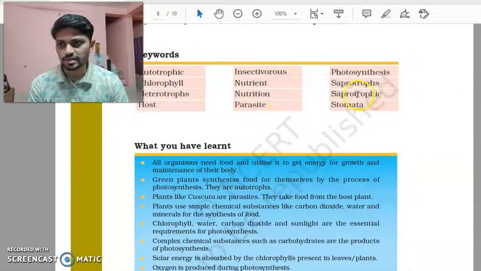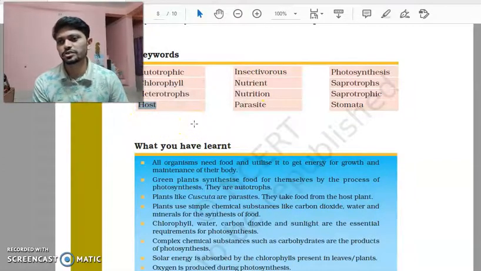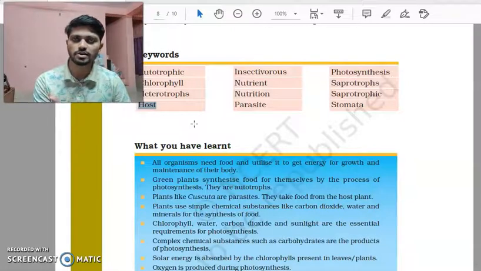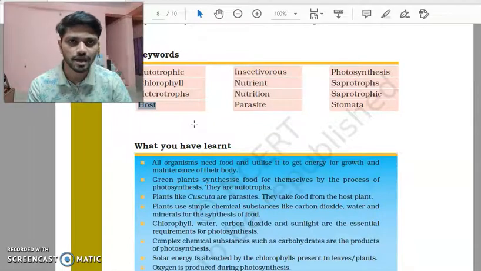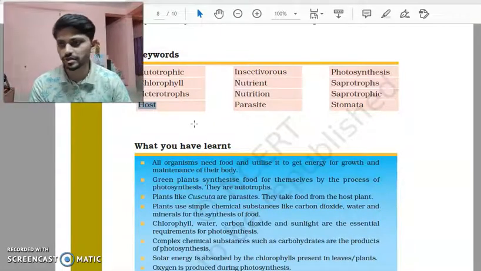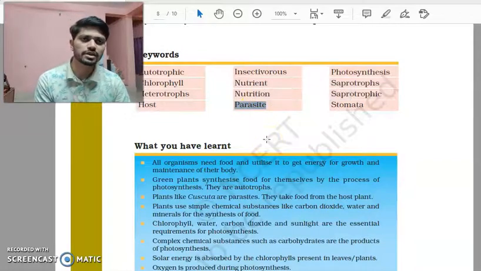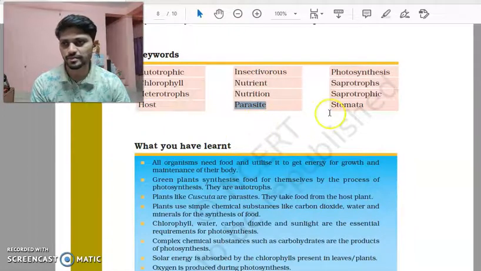So nutrition, as we discussed, saprotrophic, we know what we have discussed. What is a host? The host comes into the picture with the plant called Cuscuta, which clings over a host tree and fetches the nutrients from the host tree. What is a parasite? A parasite is a plant which clings on the host tree to fetch the nutrients from it. We call them parasites.